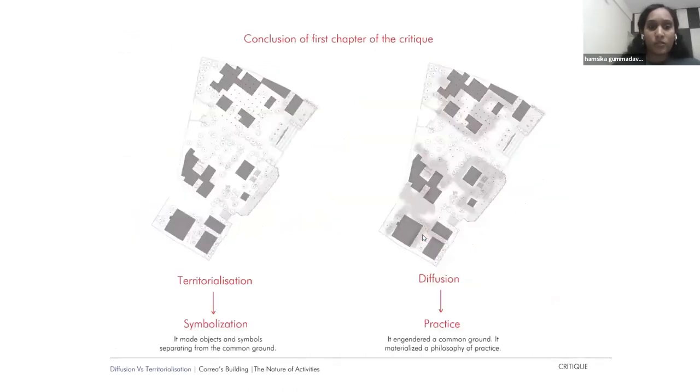In the past, when there was diffusion between the built and its environment, it engendered a common practice, a common ground, and materialized a philosophy of practice. But currently, when built structures are having strong territories, it's symbolizing spaces and creating separation from the common ground.